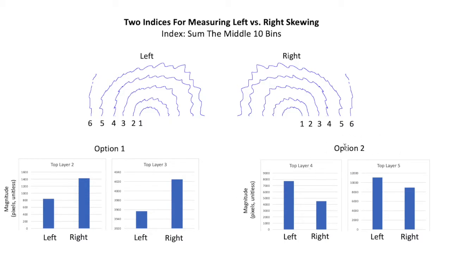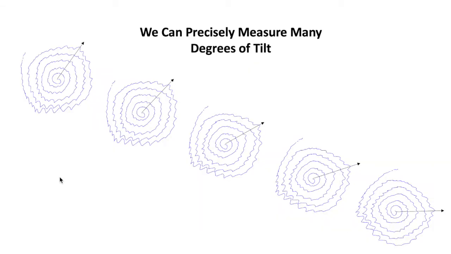Option 2 is to sum the middle bins for layers 4 and 5, in which case right-handed spirals will be less than left-handed spirals. Again, this is the depth of information that the LCPC transform can derive. I'd like to point out that we can precisely measure the degree of tilt of any spiral.